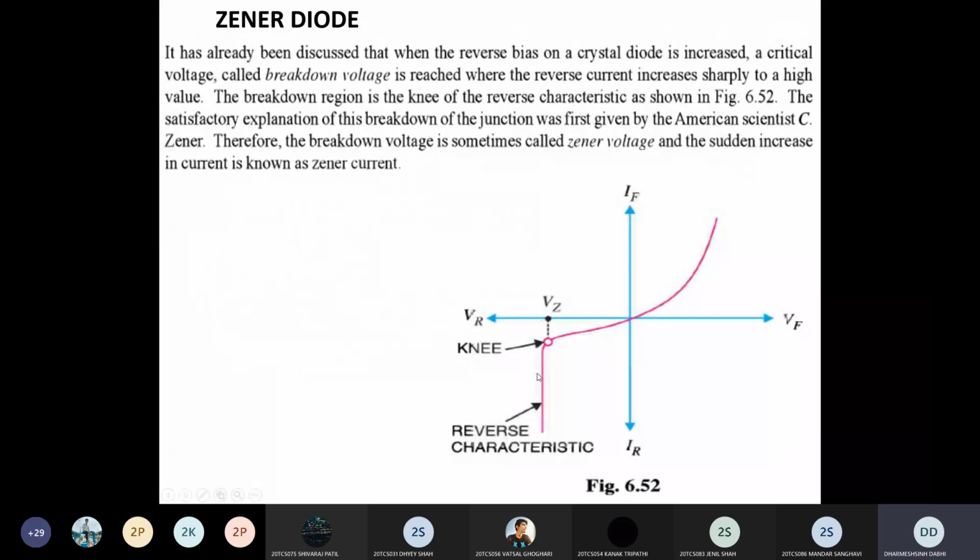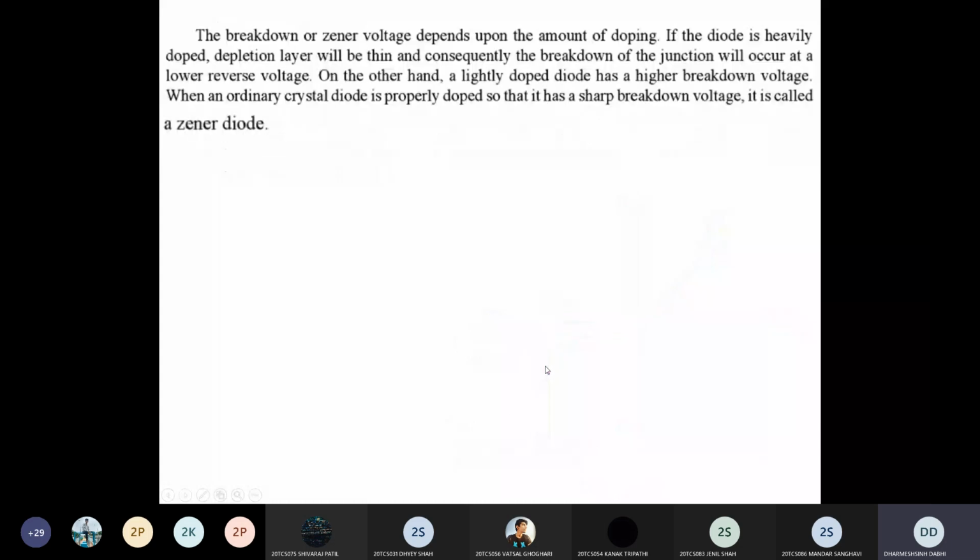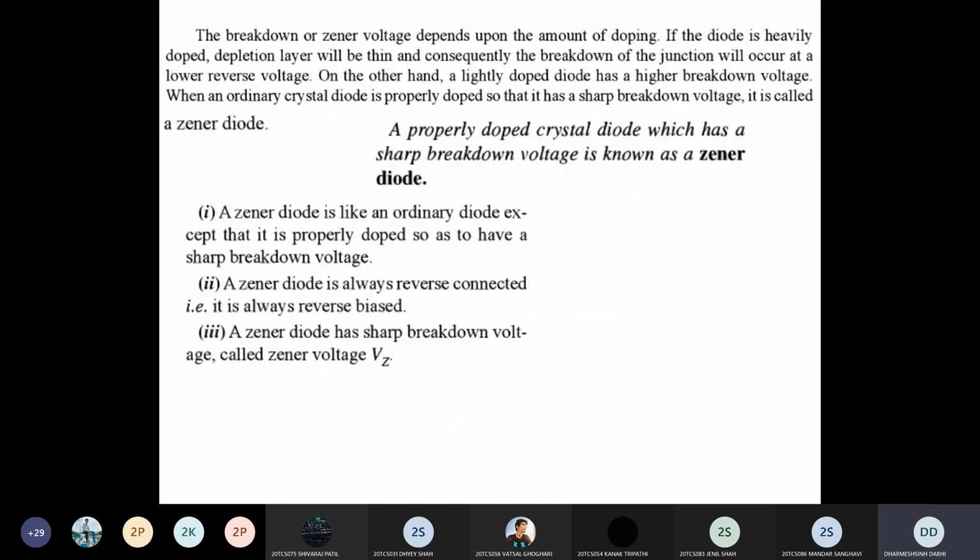You can see that after this breakdown voltage, the current increases very sharply, but the voltage across the Zener diode remains constant. It will not change. It remains Vz. Clear? Because of that characteristic, we always operate the Zener diode in the reverse bias mode for applications like a voltage regulator.